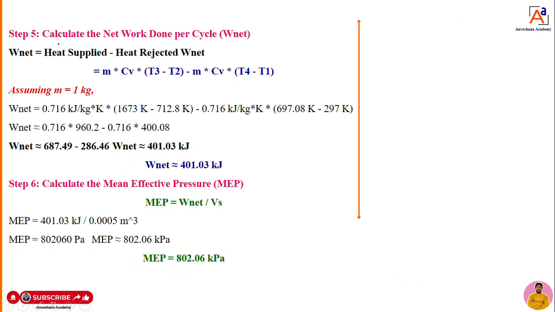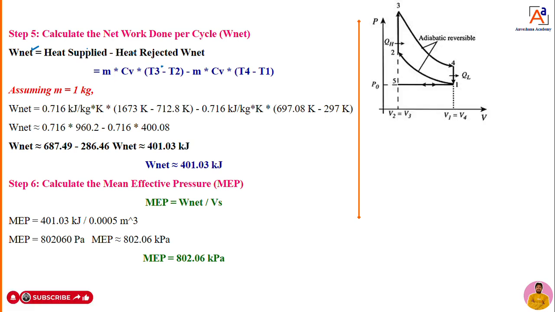Once you have calculated the temperature and pressure at each point, you can now easily calculate the work done, because to calculate the mean effective pressure we require the work done. Work done is equal to heat supplied minus heat rejected. What is the heat supplied? As I told, that is m into Cv. Here you are supplying heat at this particular point, 2 to 3, then here you are rejecting the heat.